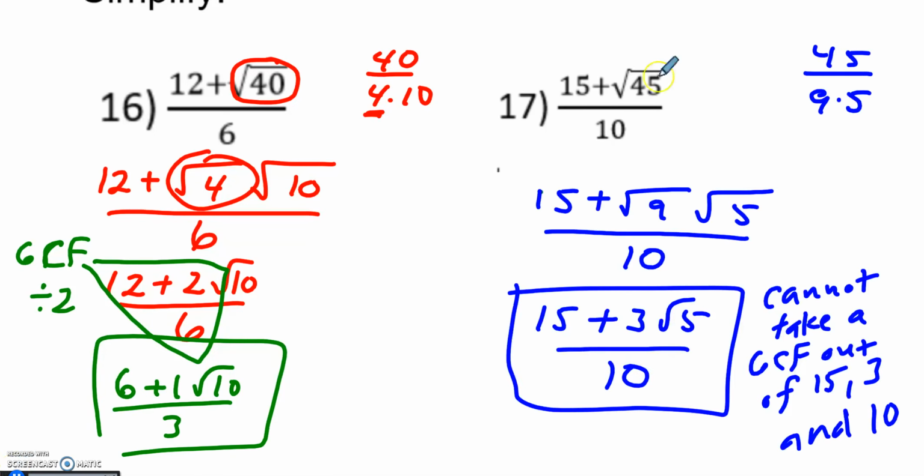Okay, guys, here's my final answer. I took 45 and split that into 9 times 5. I reduced 9 to be 3, and this was my answer.